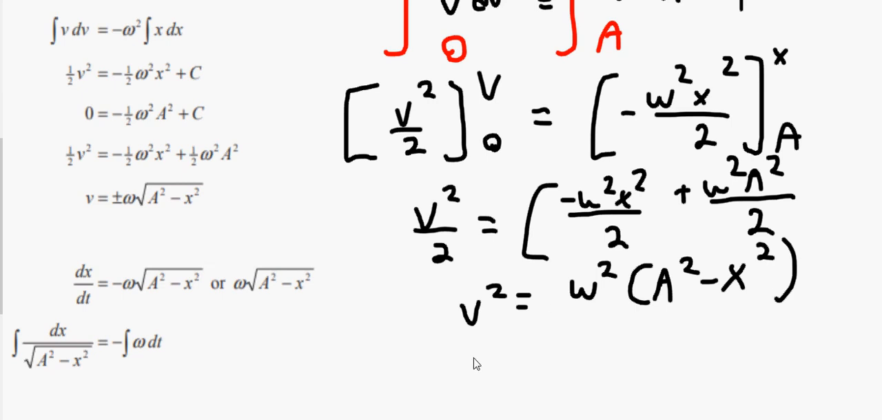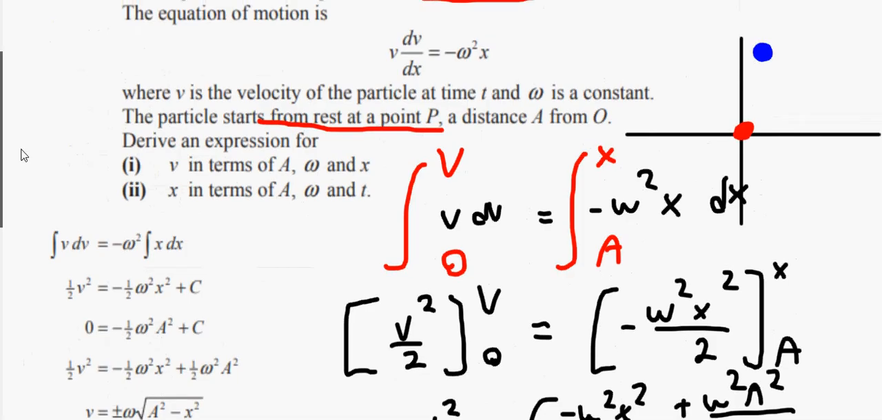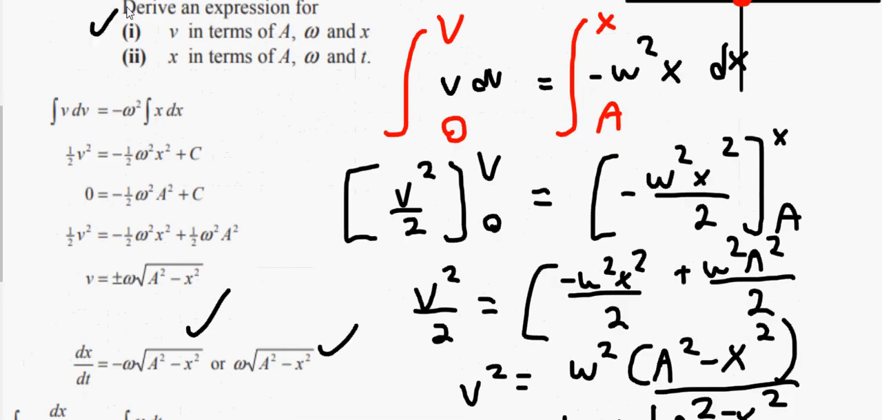Square root both sides to isolate the v. What do we get? Sorry, square root, isn't it? Alright, good. And that's the two variations of the answer in your marking scheme, okay? Now what does it want from me next? I've successfully expressed v in terms of a, omega and x. The next one is I need to express x in terms of a, omega and t. Okay, what can I replace v with?